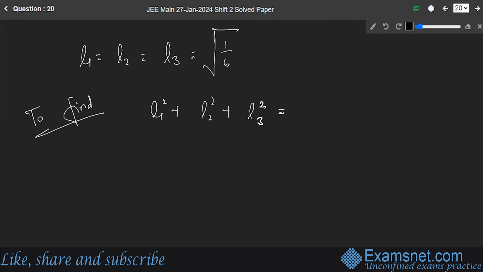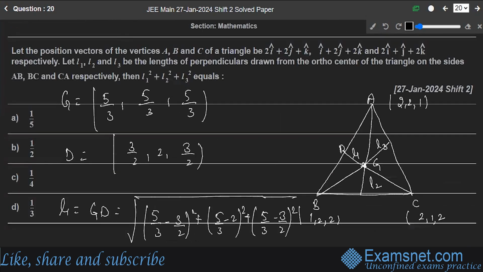Right. So this will be 1 by 6 plus 1 by 6 plus 1 by 6, which will be 3 by 6, that is 1 by 2. So this is the answer to the question, 1 by 2, option B. Hope you're clear with this. Let's move to the next question.